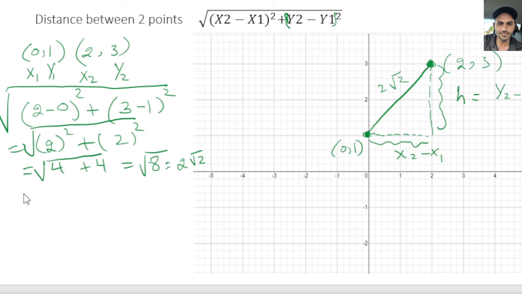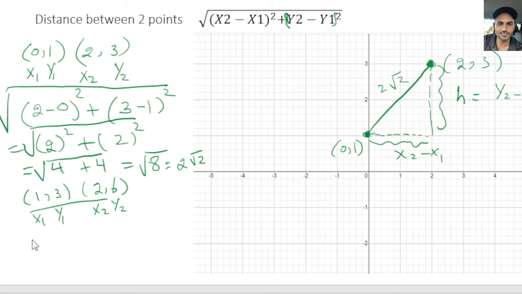Here we have 1, 3, and then we have 2, 6. So I'm going to go ahead and find out the distance between these 2 points. So your x1 is the smaller x value, which is this one right here, and this is your y1 then, and this is your x2, and this is y2. And we go ahead and plug in to this formula right here.